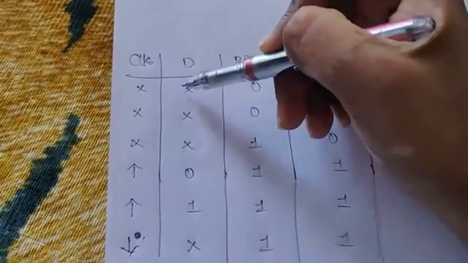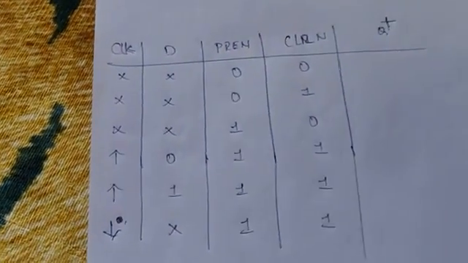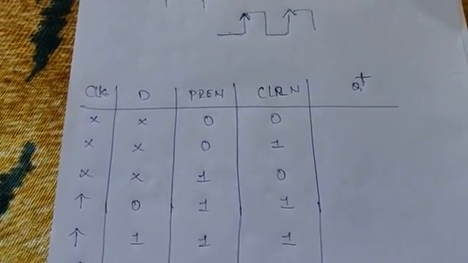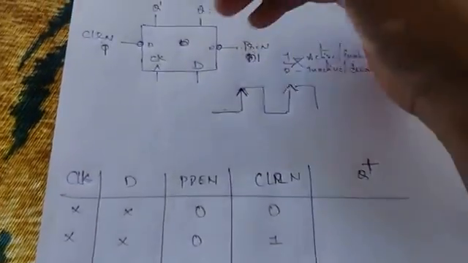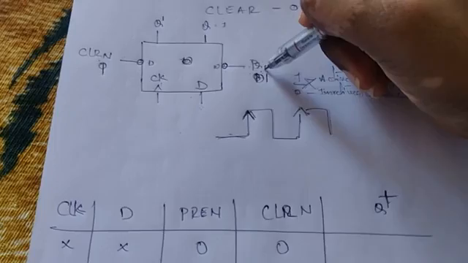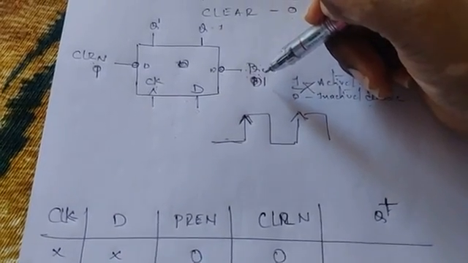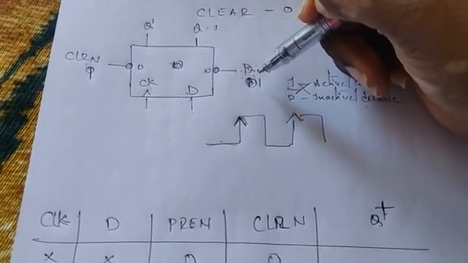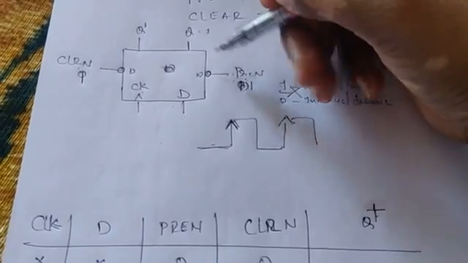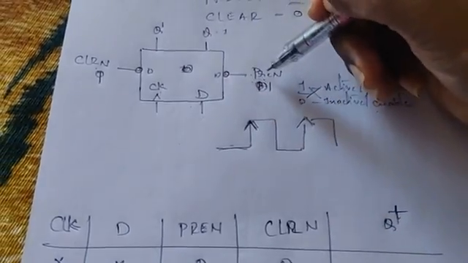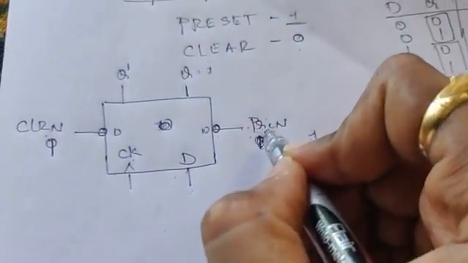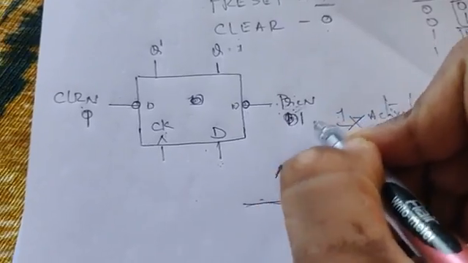Okay, this X refers to don't care. I just told you 0 is active and 1 is inactive because of the bubble. If you want to enable preset, you are supposed to pass 0, because if you pass 0, that will be converted to 1 and it will be active. So if you want to make preset active, then you are supposed to pass 0, not 1.